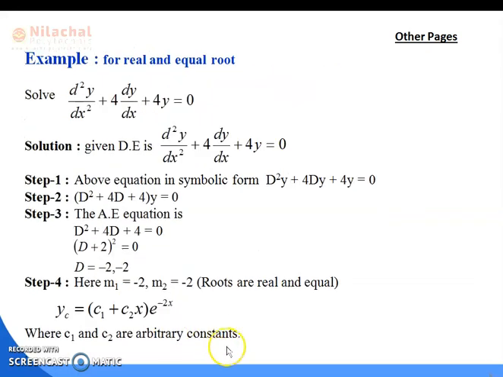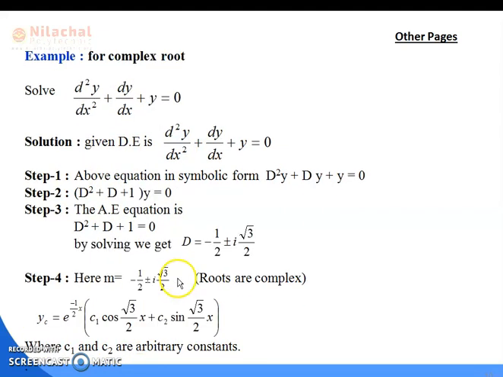Okay, so come to that formula. So here m1 is minus 2, m2 equals to minus 2. So yc equal to CF, or yc, both are the same meaning, that equals (C1 plus C2x) e to the power minus 2x. Here m is minus 2. And what are C1, C2? We are writing here where C1 and C2 are arbitrary constants. Complete. This is about your real and equal roots.